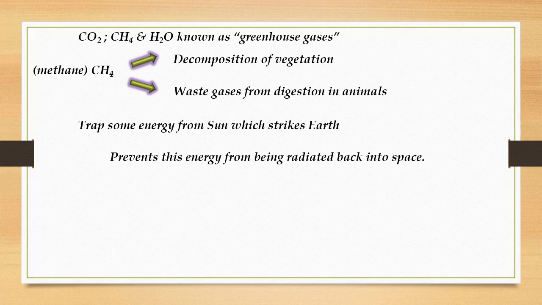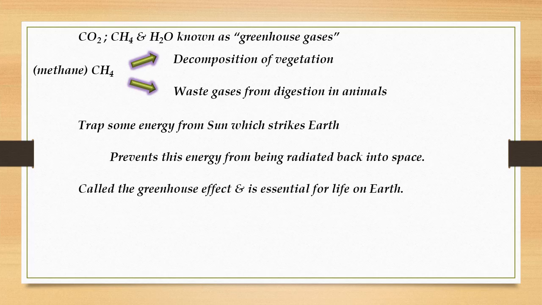We want to radiate some heat back into space, not all, because obviously we need a certain temperature to live on Earth, but we do need some to radiate back into space. This is called the greenhouse effect and is essential for life. So methane, carbon dioxide, and water are trapping the heat in the atmosphere, so it cannot be lost into space, and the temperature of the Earth rises.